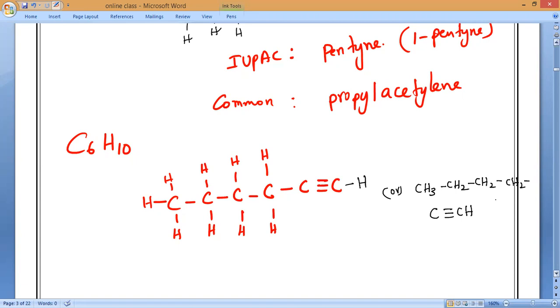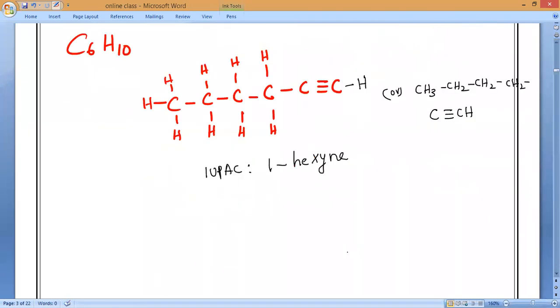Continue, please. Don't write like me. Okay, continue. The IUPAC name of this one is 1-hexyne, because the lowest possible number for this triple bond is 1. That is why it is 1-hexyne. And the common name of this one is n-butyl acetylene. If you notice, in the common names one thing is always common. What is that? Acetylene. Understand? Clear?